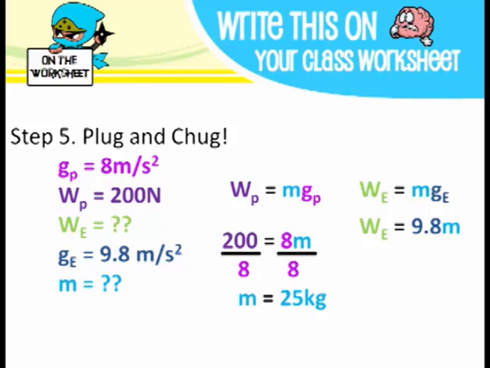Now that I know my mass is 25 kilograms, remember, no matter what planet you go to, mass stays the same. So on Earth, I must also have 25 kilograms. And because Earth's gravitational pull is 9.8, I simply take that 9.8, multiply it by 25, and I find my weight on Earth would be 245 newtons. So if you weigh 200 newtons on planet Platypus, you will weigh 245 newtons on Earth.